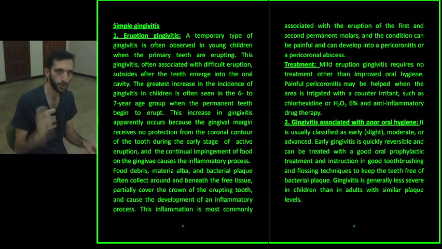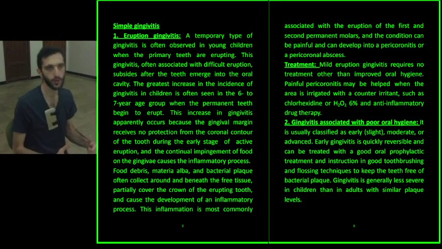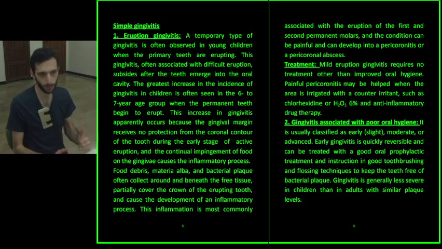Simple gingivitis includes eruption gingivitis. That's a temporary type of gingivitis often observed in young children when the primary teeth are erupting. This gingivitis, often associated with difficult eruption, subsides after the teeth emerge into the oral cavity, and the greatest increase in the incidence of gingivitis in children is often seen between the ages of 6 and 7 years, when the permanent teeth begin to erupt.